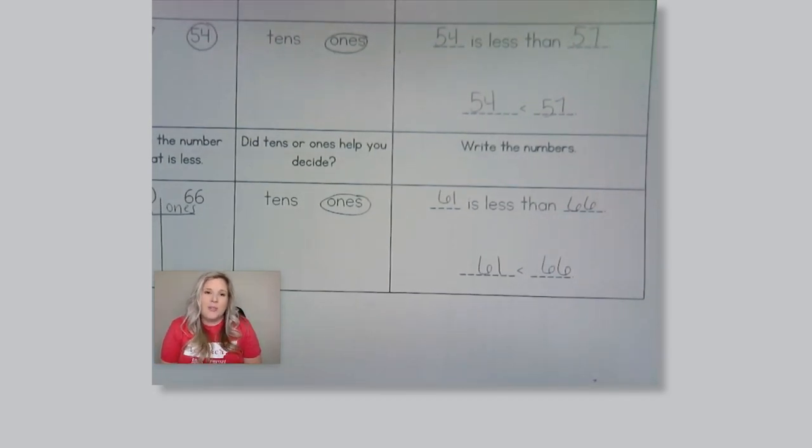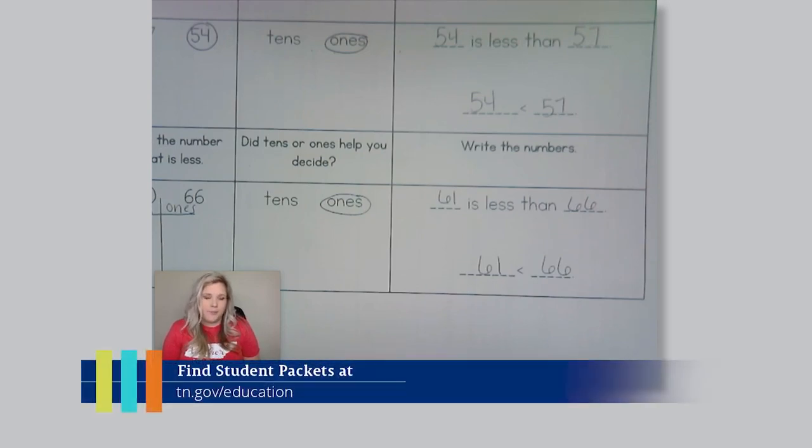Boys and girls, you did amazing work today. Today we practiced comparing two numbers in order to find which one is less. And you sure did a great job. After the video, you will have some tasks to practice on your own.